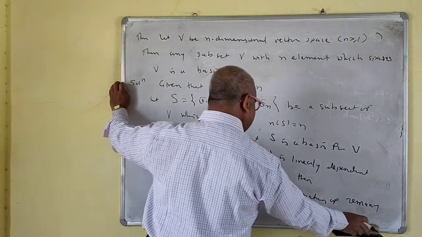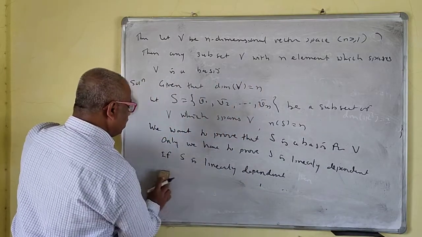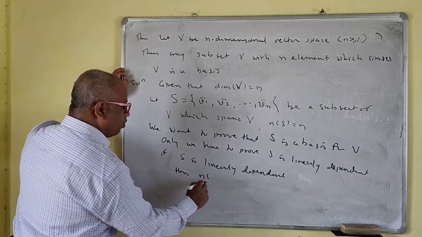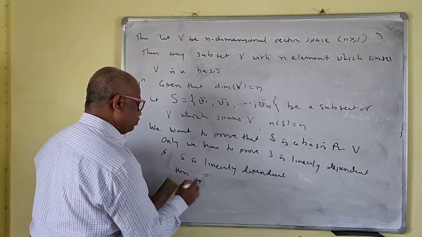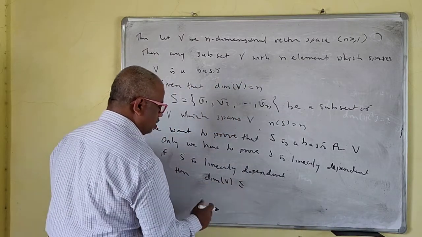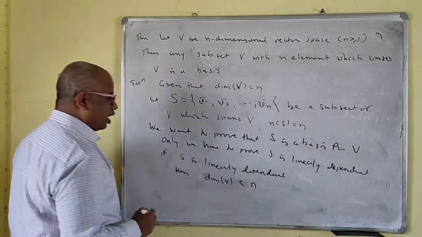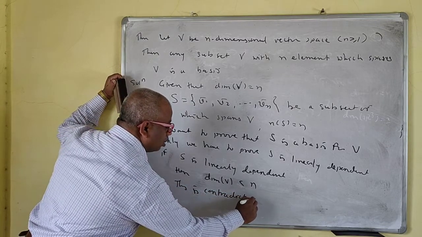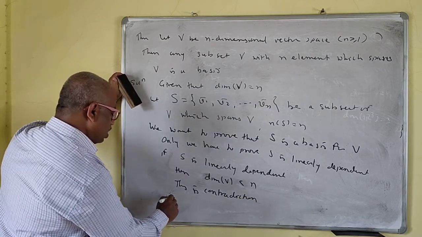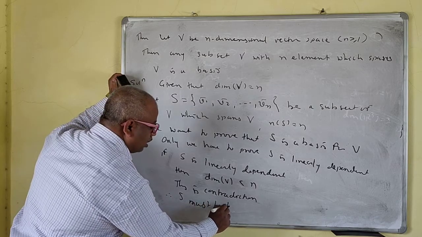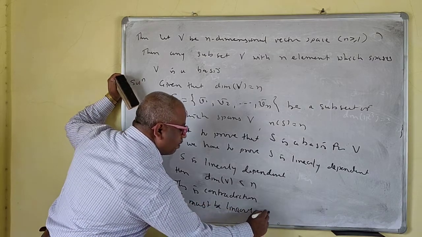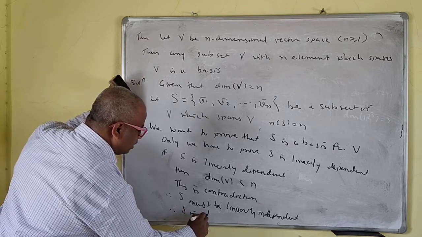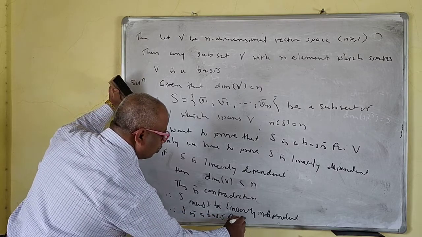Instead of this, if S is linearly dependent, directly we will write this. If S is linearly dependent, then the dimension of V is less than n. Dimension of V less than n is a contradiction. So therefore S must be linearly independent. Okay, so therefore S is a basis for V. The theorem is over.